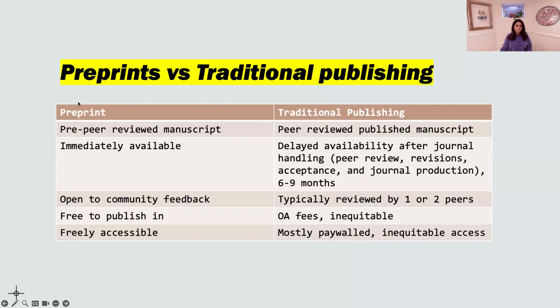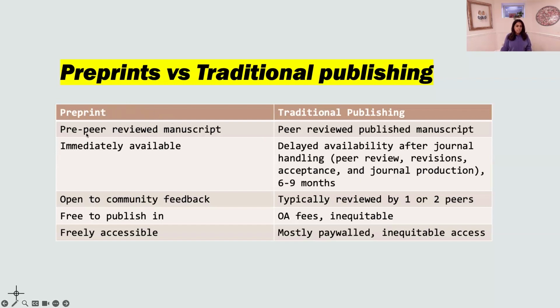Preprints are immediately available, whereas in traditional publishing, there's often a delay after journal handling. That includes peer review, revisions, not to mention rejections that happen, and then journal production. That can be 6 to 9 months in health research. Preprints are open to community feedback in an ongoing fashion, whereas with traditional publishing, we're typically reviewed by 1 or 2 peers, and then the article is published.